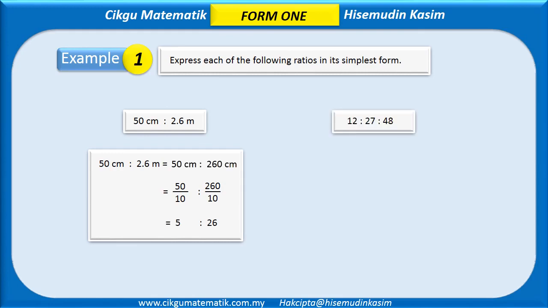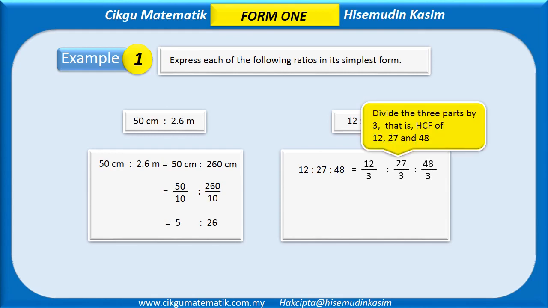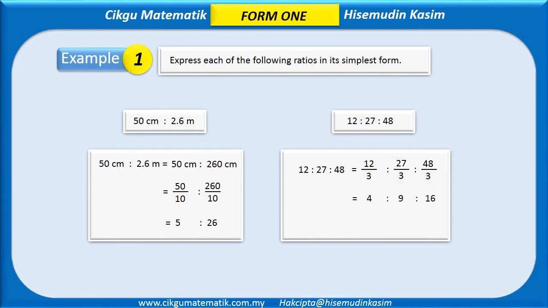The ratio of 12 to 27 to 48 equals 12 over 3 to 27 over 3 to 48 over 3. Divide the three parts by 3, that is the HCF of 12, 27 and 48. Equal to the ratio of 4 to 9 to 16.